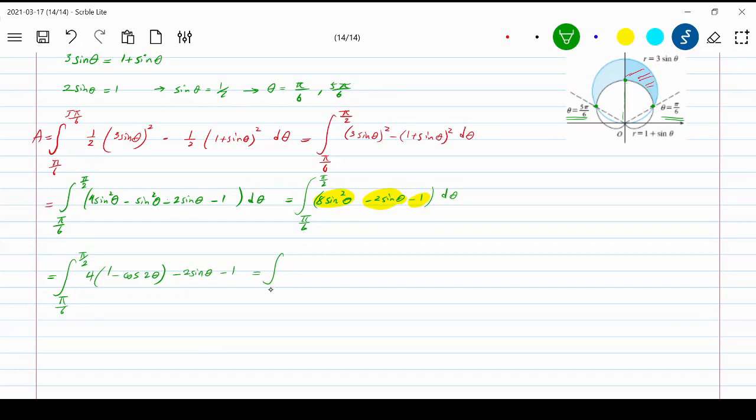A bit more simplification before I integrate is a good idea. So you have 4 minus 1, so you get 3 minus 4 cosine 2 theta and minus 2 sine theta, d theta. I forgot the d theta.